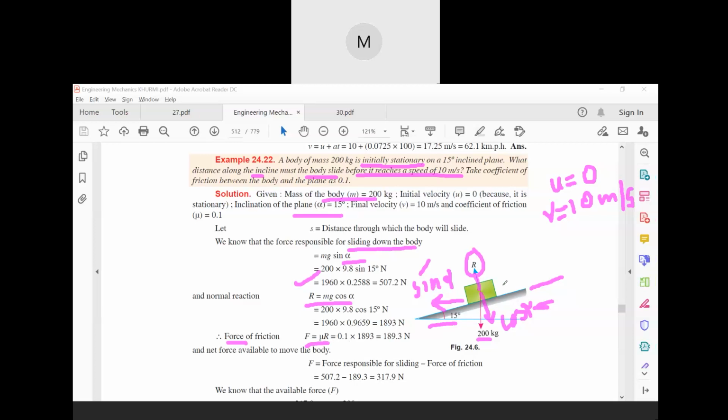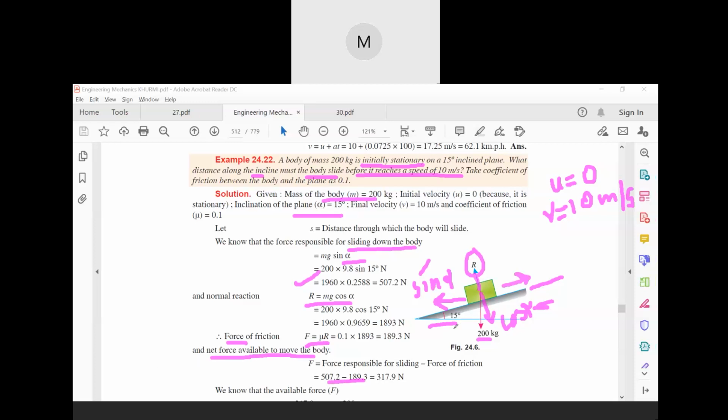So F is acting in the opposite direction of the motion of the body. Since the body is moving downwards, that is why the frictional force is acting in the opposite direction of motion of the body. Now if the frictional force acts opposite to the motion of the body, that means the sin alpha component on this side and friction on this side, if you subtract these two, then you will get what? The net force that is available to move the body.